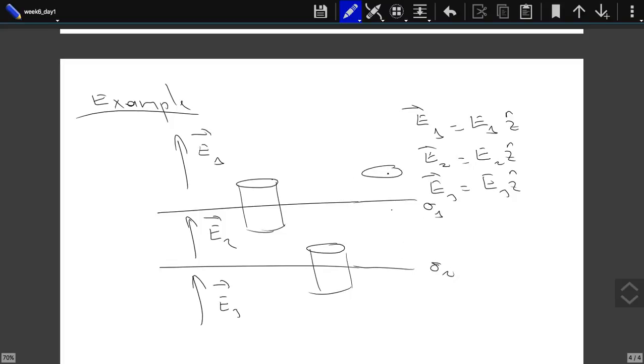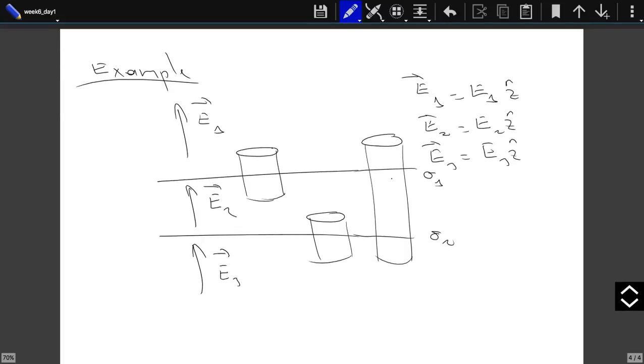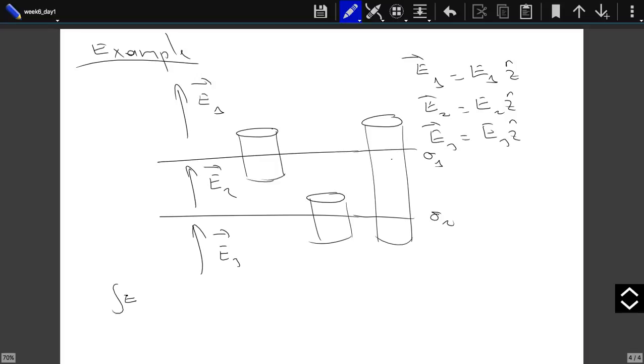Let's say this will be the third one, and just hope that these three Gauss surfaces will give me enough equations to determine the electric fields everywhere. Now let's start with the first one. This one I will be doing a bit fast. Let's say this is my S1, this is S2, this is S3.